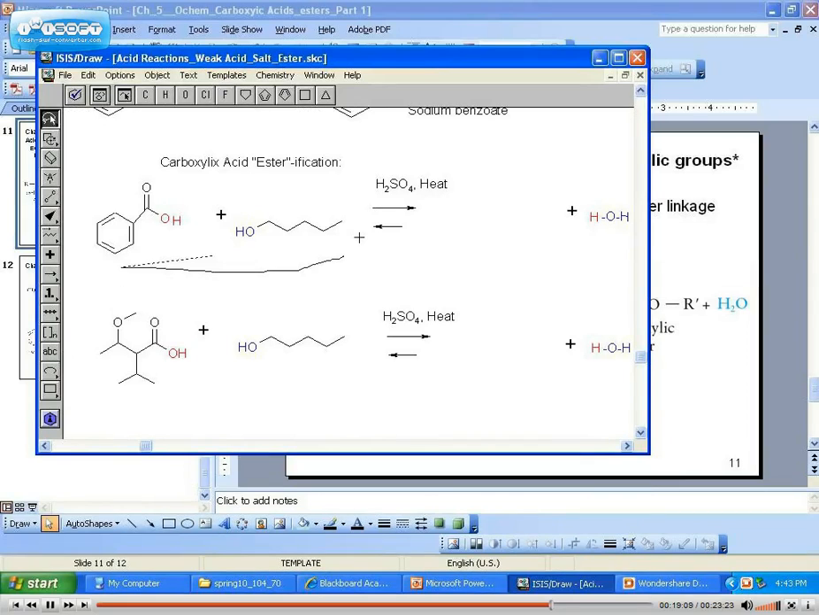As far as the rest goes, the minute the alcohol hydroxide is removed and the hydrogen is moved on the other, then the remaining part forms a brand new ester linkage, and this is now a carboxylic acid ester.